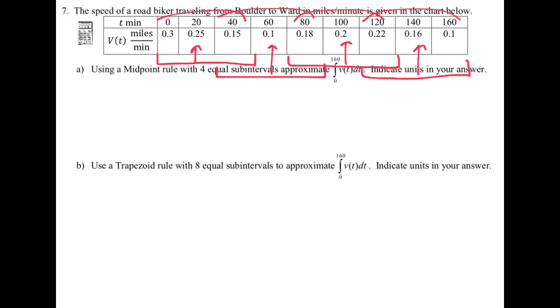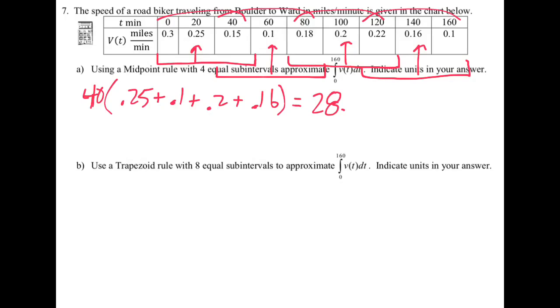So let's now use a midpoint rule. We know that the width is 40, and we need to multiply that by all of the heights coming from the midpoint. So 40 times (0.25 plus 0.1 plus 0.2 plus 0.16). Crunch that, and you should get 28.4. And what are our units? Well, we're multiplying minutes by miles per minute, which will give us miles. And so we get 28.4 miles using that midpoint approximation with 4 equal sub-intervals.